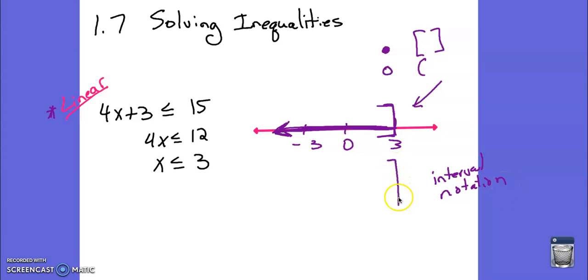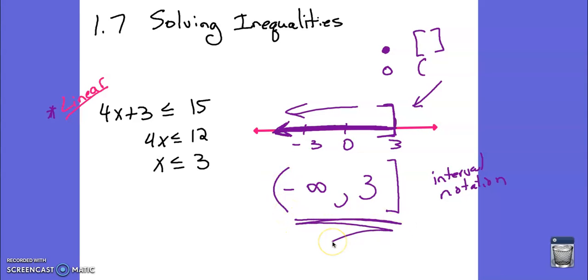So literally just copy that down, put a 3 there, and notice it keeps going this direction. And what is that direction? It's going all the way to negative infinity. And you can never actually include infinity. It's not a number, so we're going to put parentheses. So this would be the interval notation for solving this linear inequality.